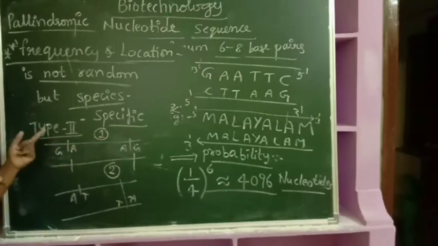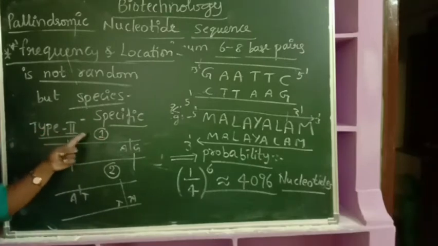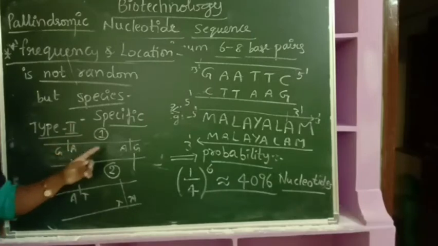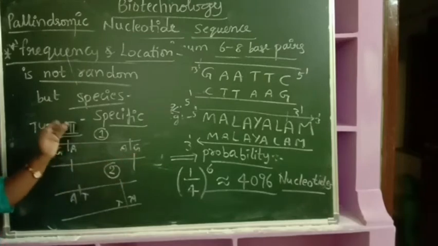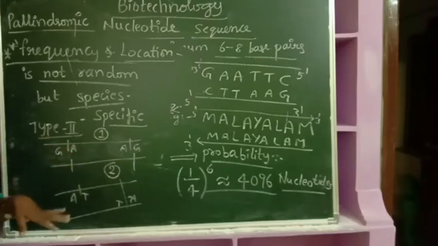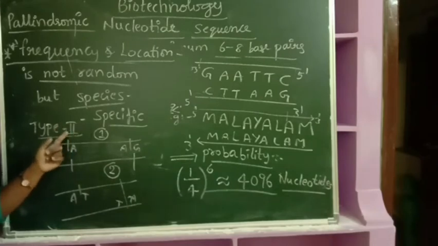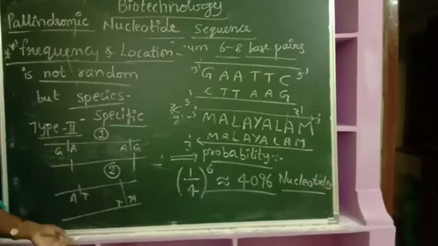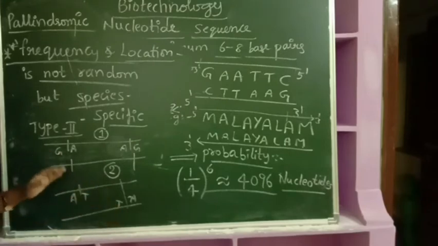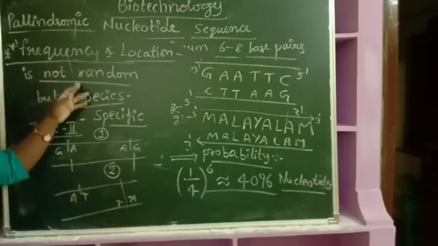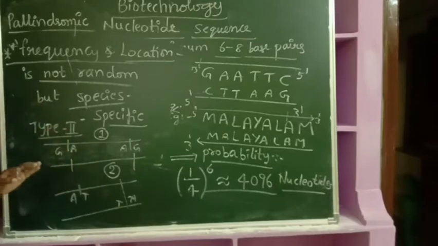If I isolate restriction endonuclease type 2 from organism number 1, in this organism it's cutting between G and A. But that does not mean that if you put the same type of restriction endonuclease enzyme in organism number 2, there is any guarantee that it will cut between G and A. It cuts some other place, like A and T. That means the frequency and location are not random, but always species specific.